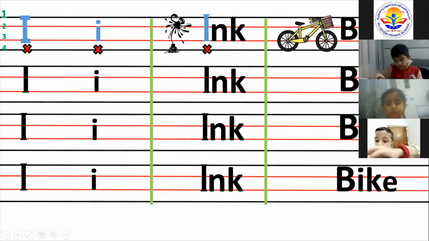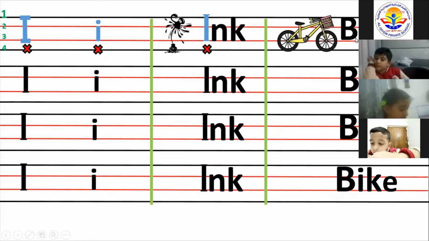Another example is the word bike. We learned how to write the capital letter B on the first 3 lines. And now we learned how to write the small letter I from the second line to the third line without reaching to the first line nor to the fourth line. K we learned previously. And the small e, we also learned how to write it just from the second line to the third line.